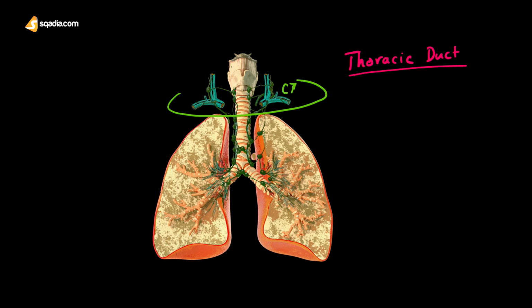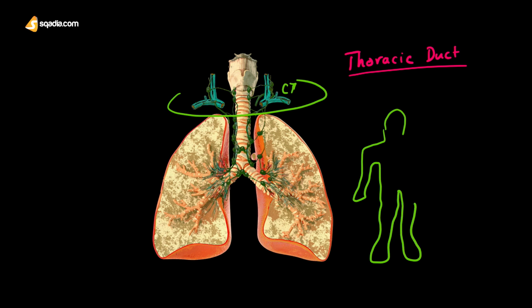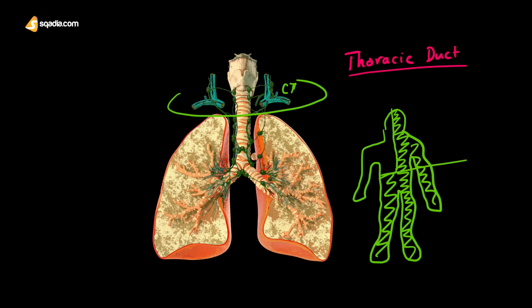It receives lymph from both halves of the body below the diaphragm and the left half of the body above the diaphragm. So if we have our person right here, the thoracic duct basically drains all of the lymph from this side of the body. Both halves below the diaphragm and above the diaphragm from the left half of the body.